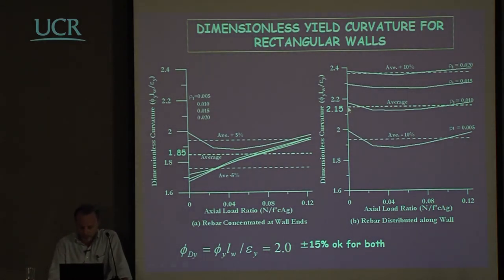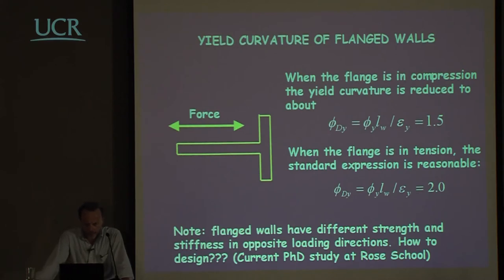And you can see that the average in the case of a distribution of the reinforcement is around 2.15, while in the case of the concentrated reinforcement at the two ends of the wall is 1.85. So in all cases, if you use 2 as this value, you are in the range that is, roughly speaking, between plus minus 15%. Now, this is true for walls with a rectangular section. If you look at walls with a T-section, like in this case, then you have a different response when the flange is in compression or when the flange is in tension.